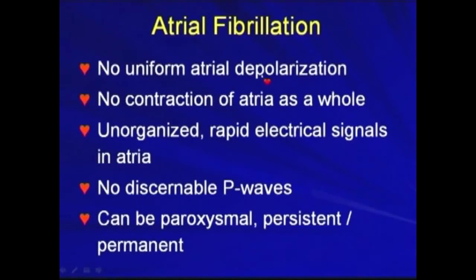So again, there's no uniform atrial depolarization. The atrium is just fibrillating. There's no contraction of the atria as a whole. There are unorganized rapid electrical signals in the atria, and you cannot see any definite P wave in the electrocardiogram. It can be paroxysmal, persistent, or permanent.